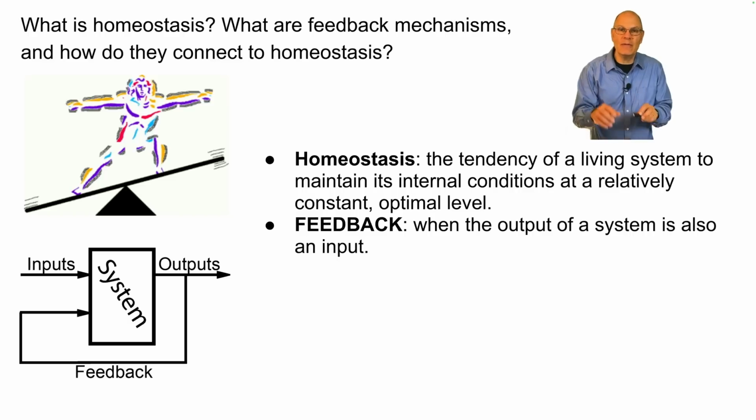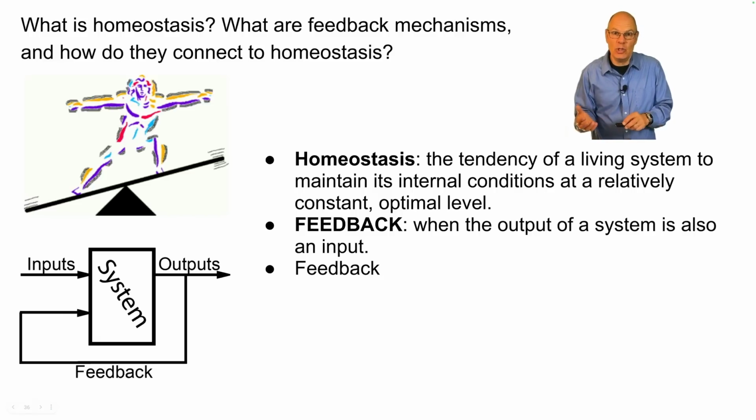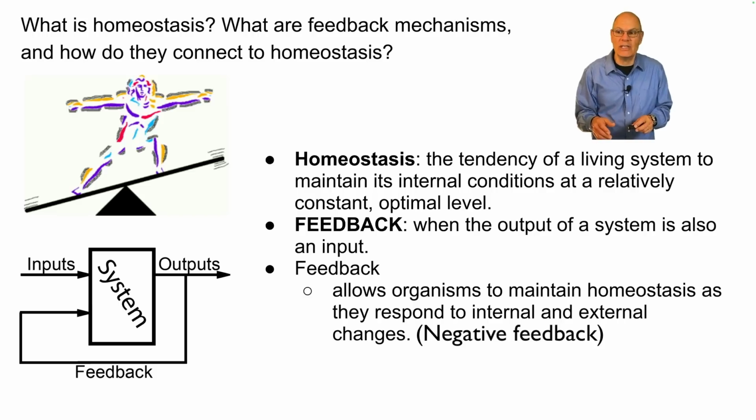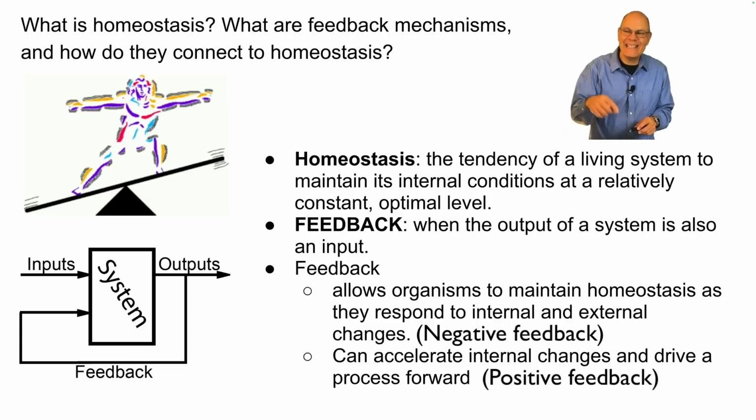Feedback is when the output of a system is also an input. So here we have some system, here's the thing that's coming out, and feedback is when it feeds back into the system. So the output is also an input. And feedback can do two things. One is connected to homeostasis. It can allow organisms to maintain homeostasis as they respond to internal and external changes, just as I told you with temperature, or it can accelerate internal changes and drive a process towards a conclusion. This is generally connected with what's called negative feedback, and this is connected with what's called positive feedback.